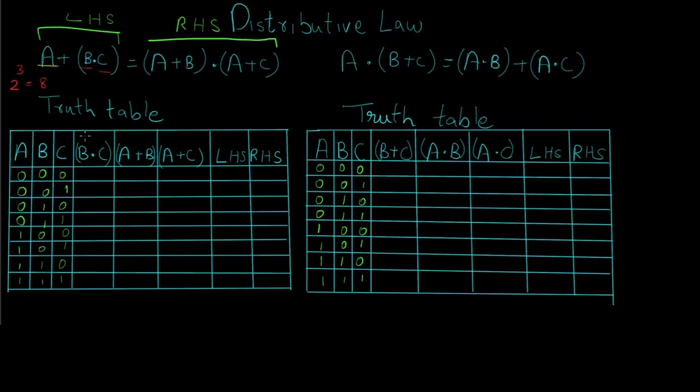So I calculate B and C first, and to calculate B and C, we need to take a logical AND operation between variable B and C. So let's take a logical AND operation between them. Okay, so now we have calculated B and C. To calculate the LHS completely, we need to take an OR operation between this entire component and this A. So we need to take a logical OR operation between this column and this column. So the result will be as LHS over here.